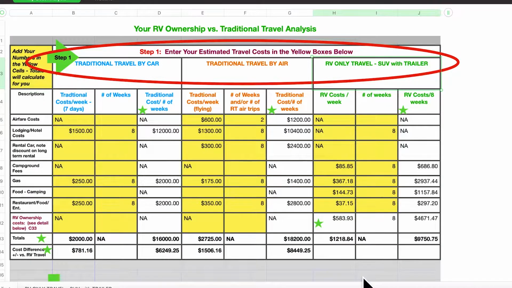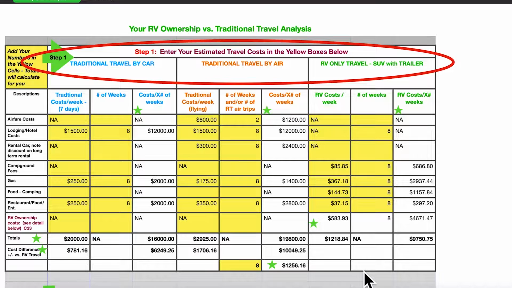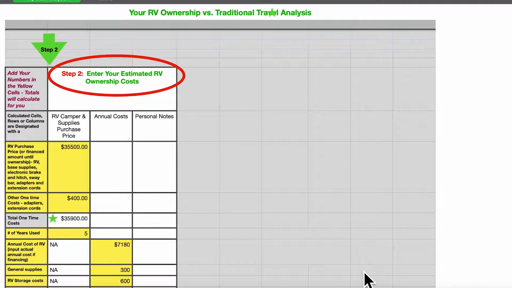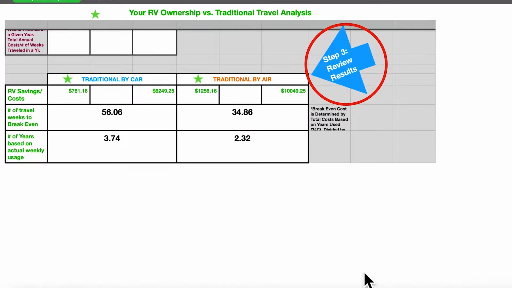When you go to download the spreadsheet, you have your choice of using Numbers or Excel. They both look the same. Our RV ownership versus travel analysis consists of three key areas. Step 1 is where we're going to enter our estimated travel cost. Step 2 is where we're going to enter our estimated RV ownership cost. And step 3 is where our break-even point is calculated for us. The break-even point is the point in time where our travel costs equal the RV cost. Anything after the break-even point, our travel costs become much less.